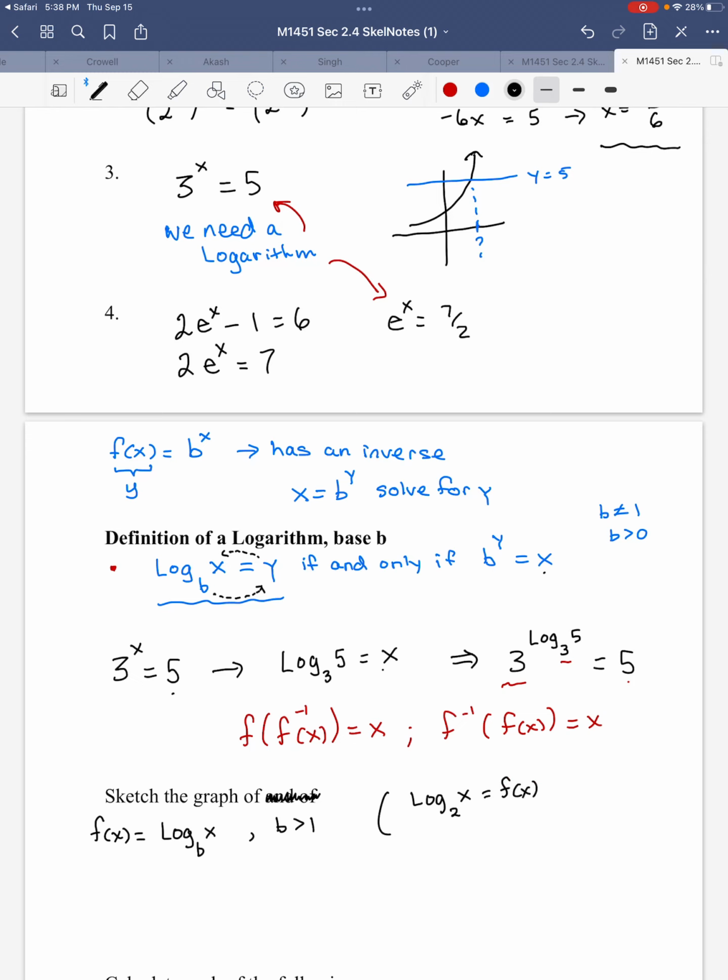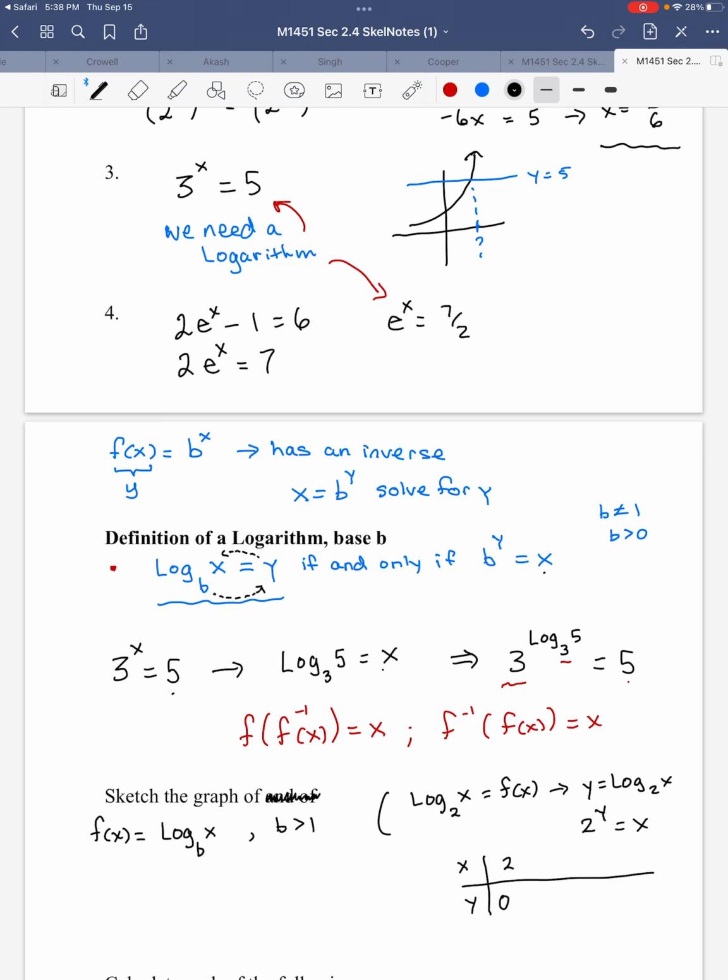Log base 2 of x. The function that I'm going to graph, if I look at it in this form, I would write y is equal to the log base 2 of x if and only if 2 to the y gives me x. And now I'm going to plot some points. But I'm going to put y's in and generate the x's.